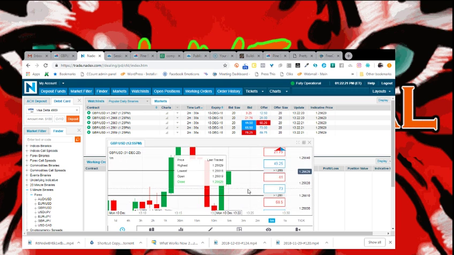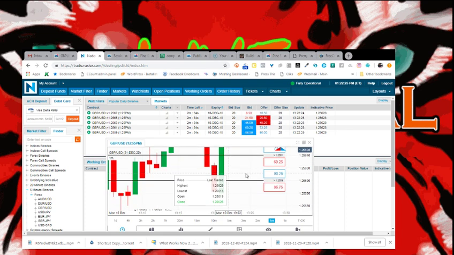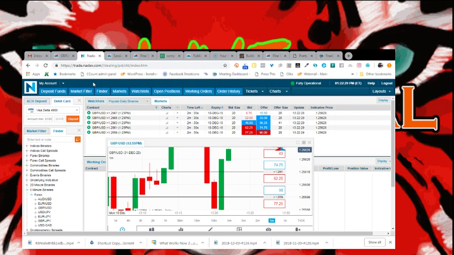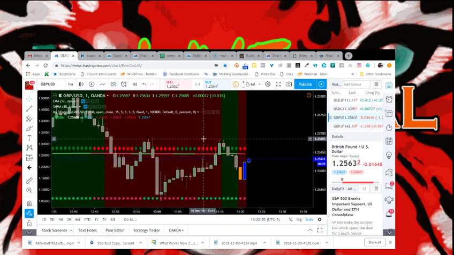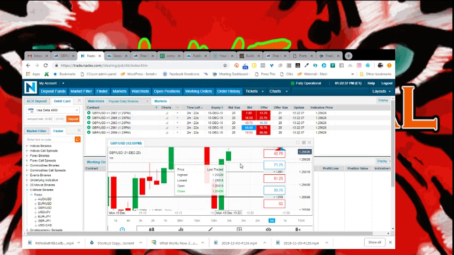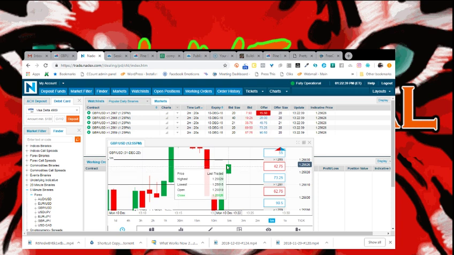Nice strong candle, right? Strong candle. It's a very strong candle. Let's see. Get up here around the 65 mark, right?